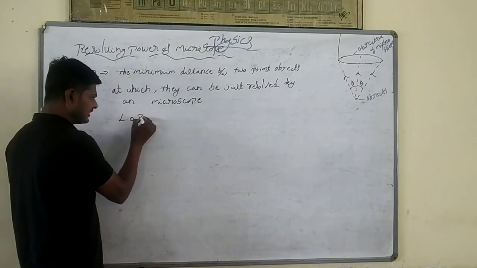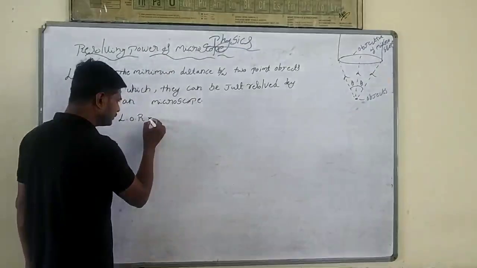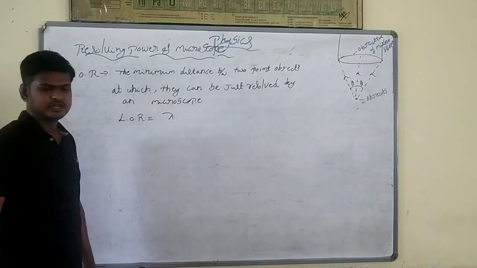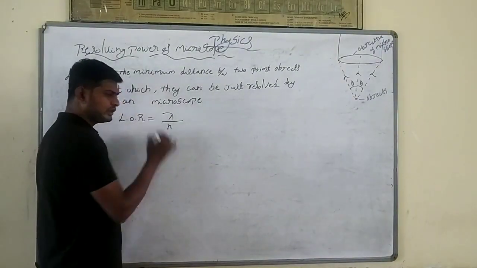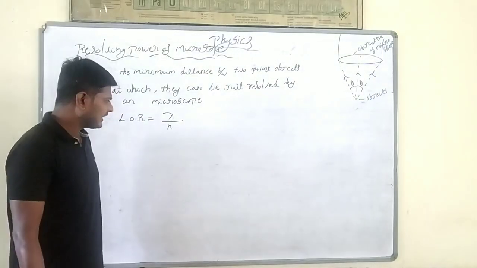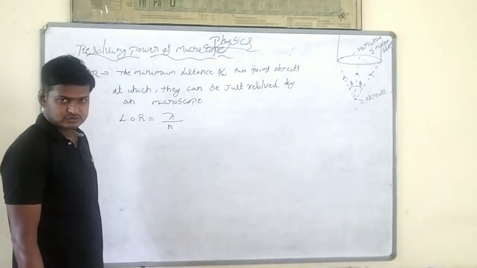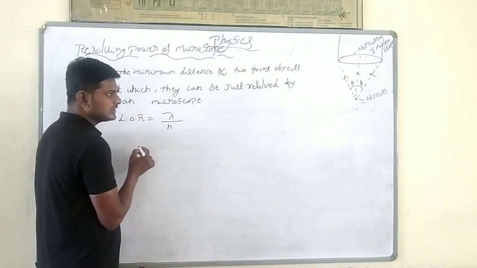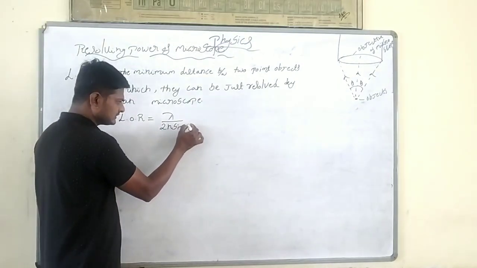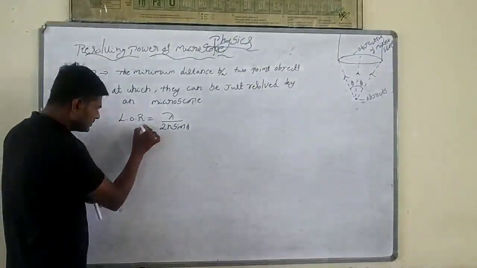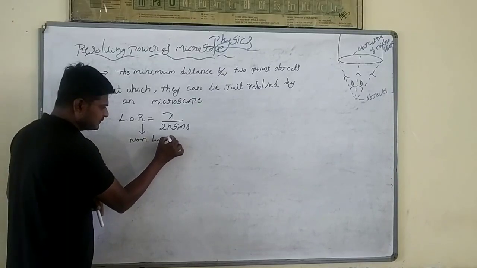Now, the limit of resolution of a microscope is directly proportional to wavelength and inversely proportional to the refractive index of the medium surrounded by the object and the semi-vertical angle subtended. This will be 2 n sin theta. This is for non-luminous objects.